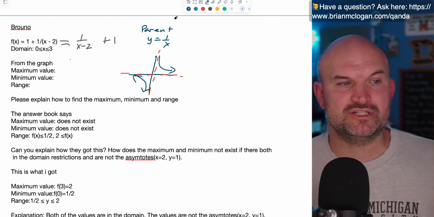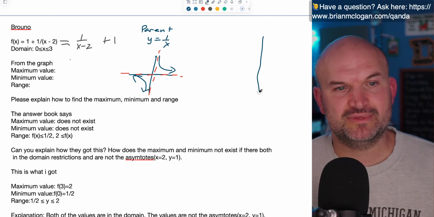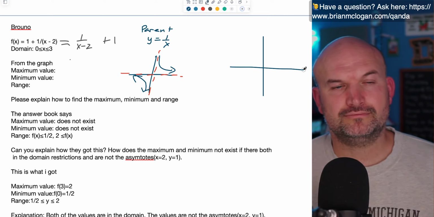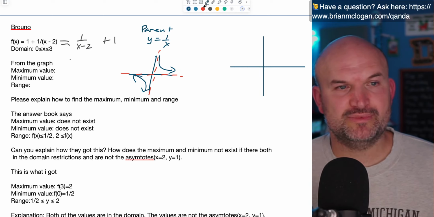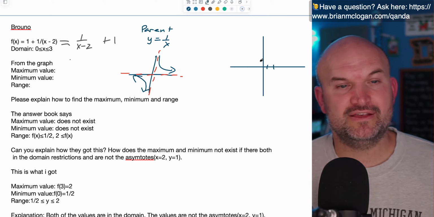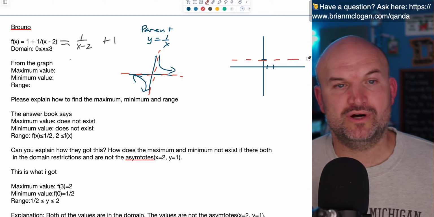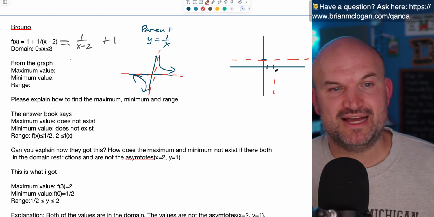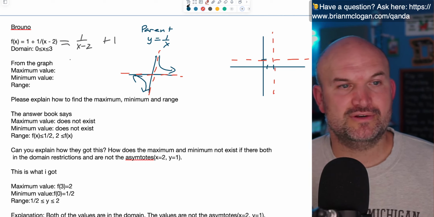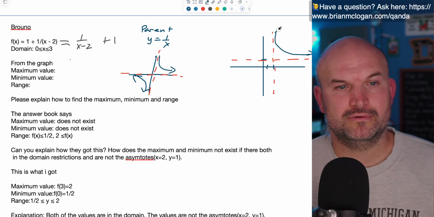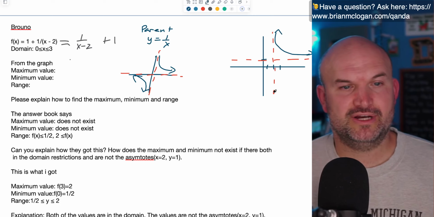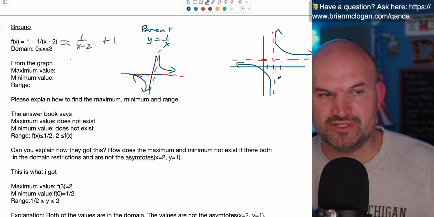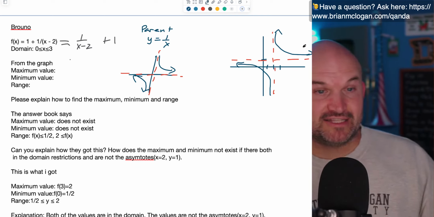So without the restrictions on the domain, my graph is going to look something like this. I'm shifted over 2 units and then shifted up 1 unit. So now I have a horizontal asymptote at y equals 1, and a vertical asymptote at x equals 2. So now my graph looks something like this. I don't have the exact points, but that's what the graph looks like.